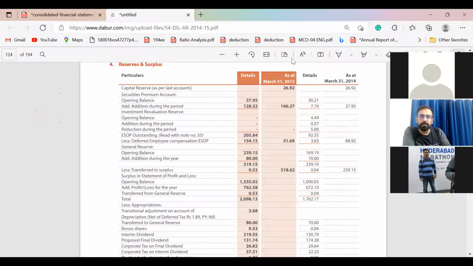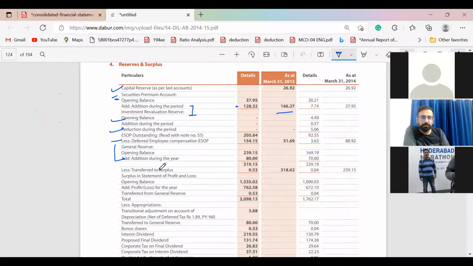So in reserve and surplus account, we show capital reserve, security premium account, then opening balance is given, right? Opening balance is given. That is 37.92, right? This is the opening balance of security premium account. Then during the year, they have added security premium of 128.32. So here total is given. Then investment revaluation reserve opening balance is given. Then what amount they have added, right? So these items are given.